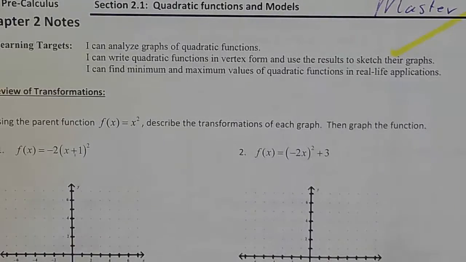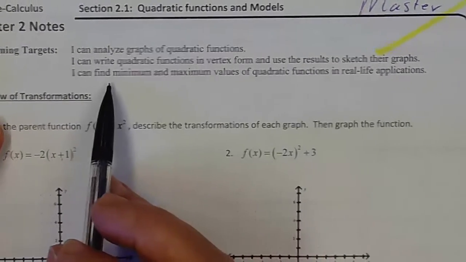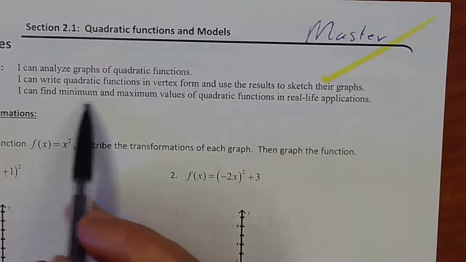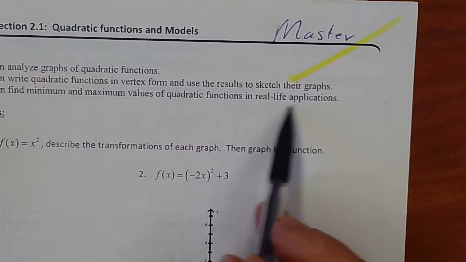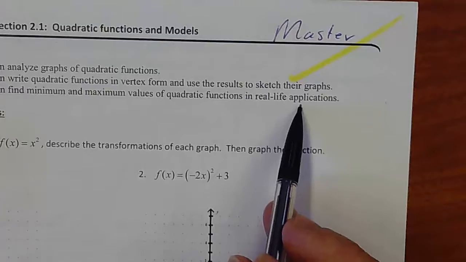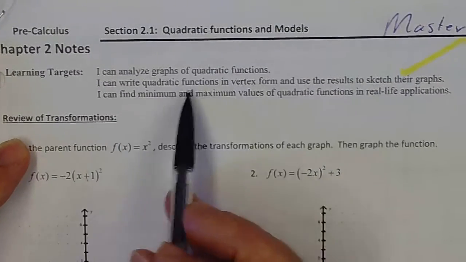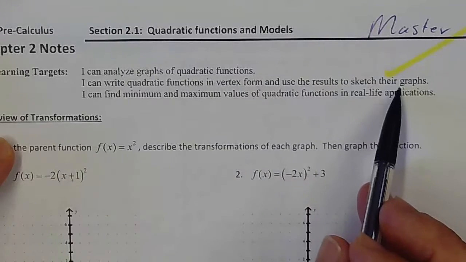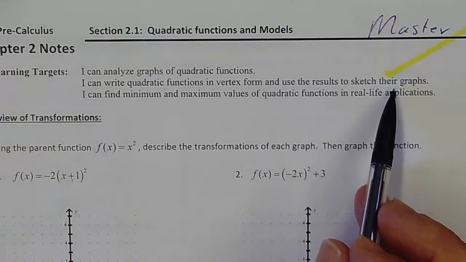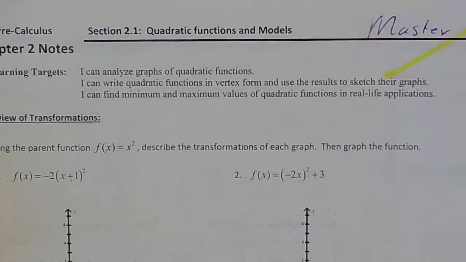Okay, last day for section 2.1. We're going to wrap it up by talking about max and min values and how they apply to application problems. And we'll also do one more example of sketching a graph on example 3. Okay, so let's start there with example 3.